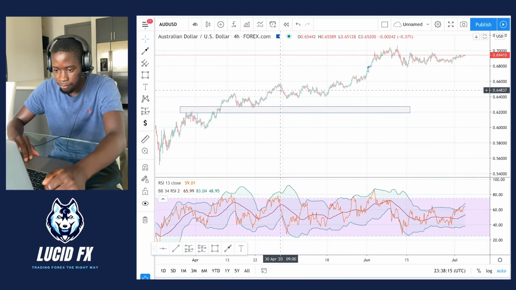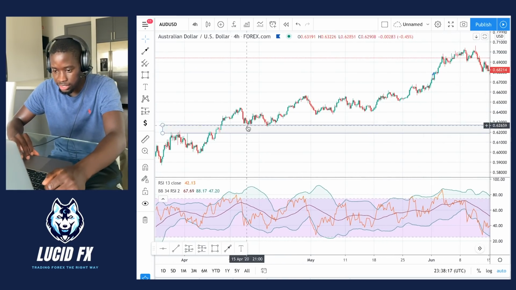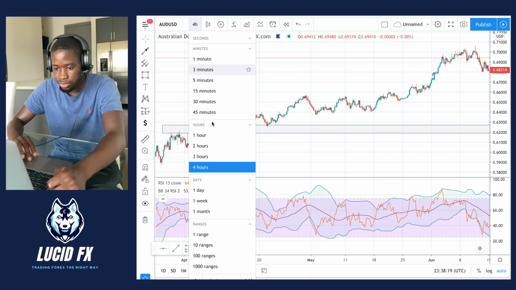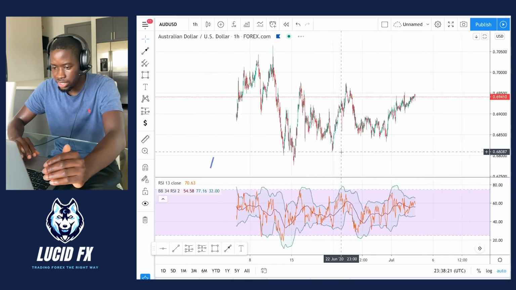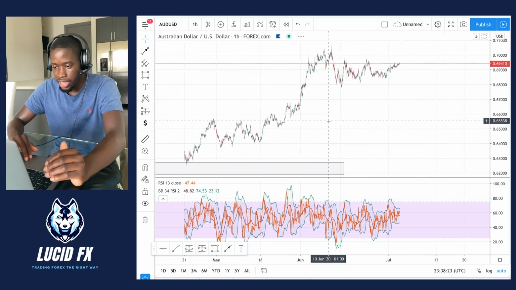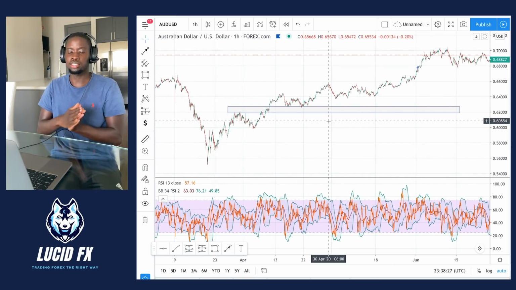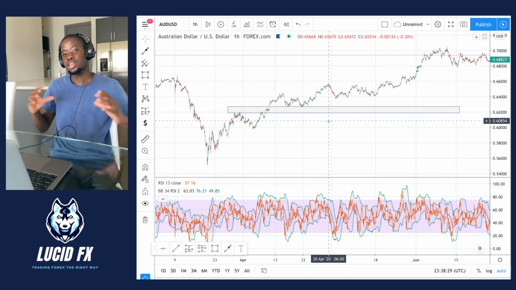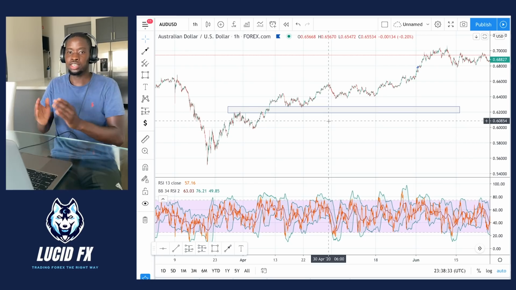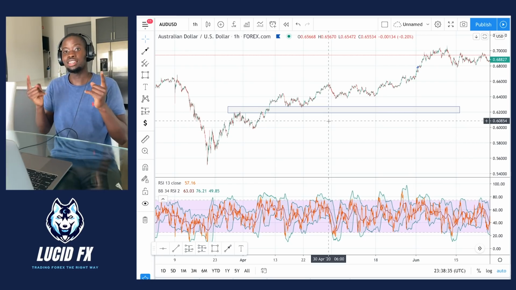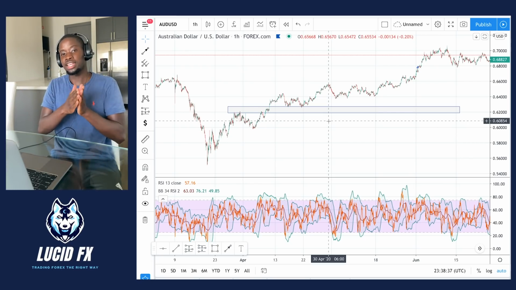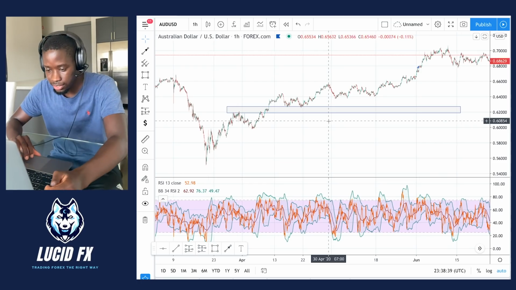Price broke the level, came back, tested the zone right here, and if you zoom in to a lower time frame, if you go into hour 1, you can also see that it's starting an uptrend. So hour 4 and hour 1 correspond in this case, so you can look at the lower time frame and it's still valid.